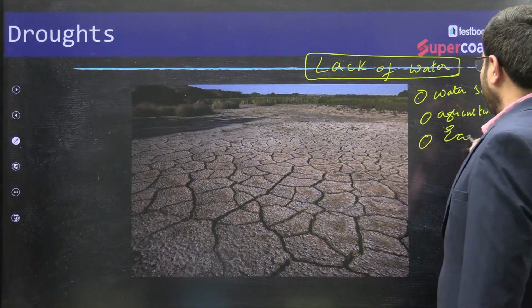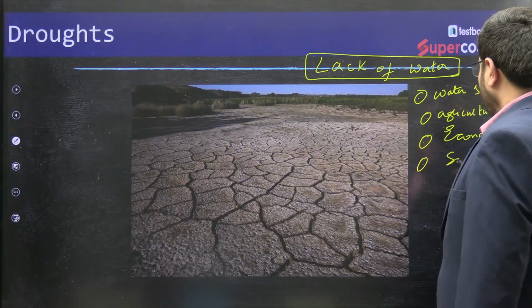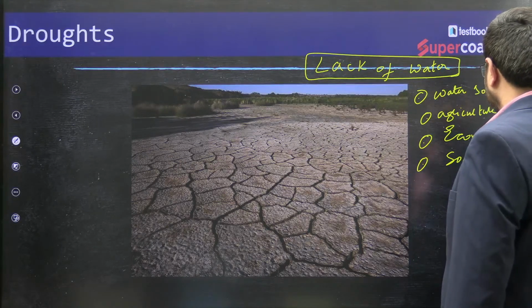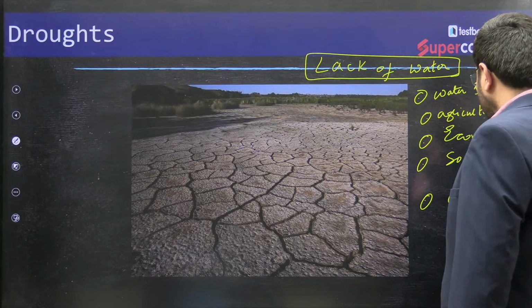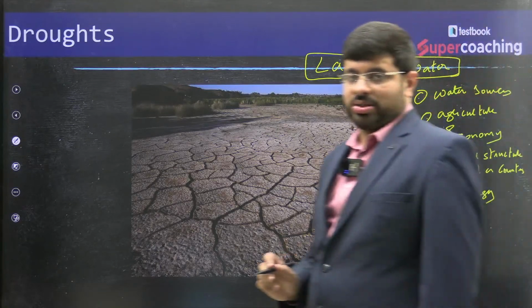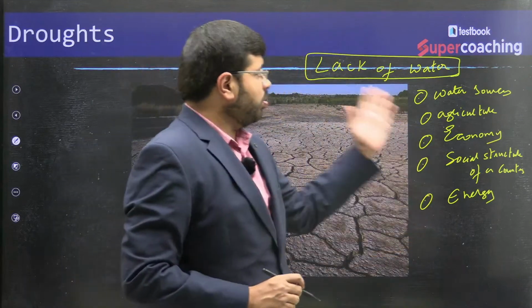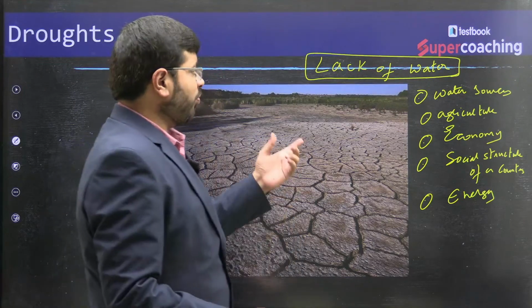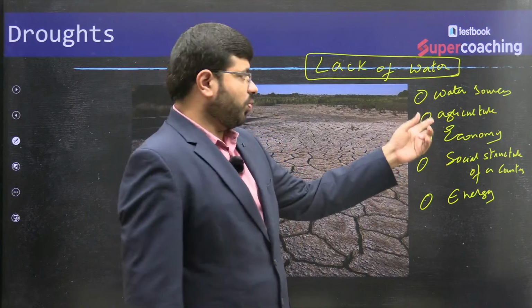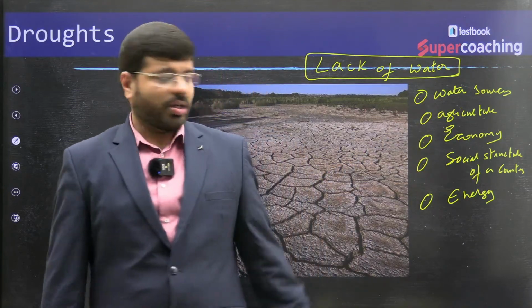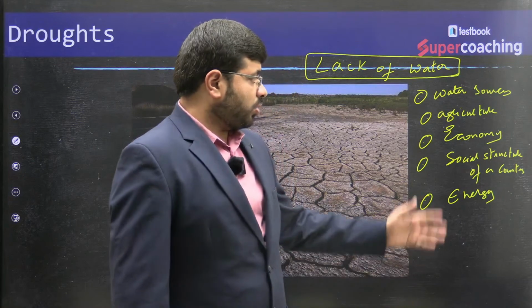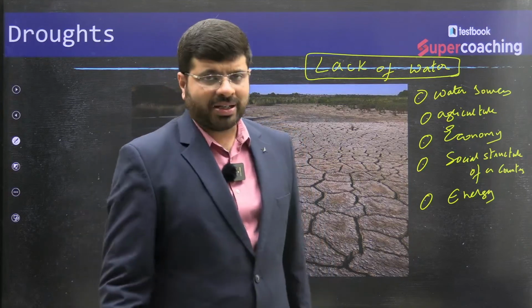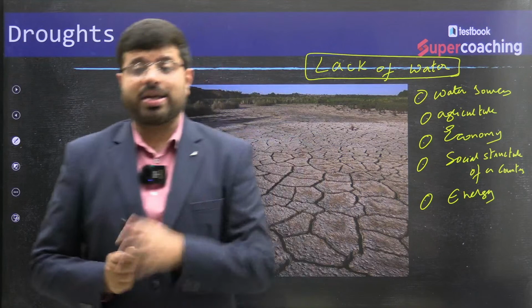the economy of a country, the social structure of a country, whatnot, even energy, because you get hydroelectricity from water sources. So the consequences of lack of water can have an impact on the environment, the water resources, soil moisture, agriculture, economy, and social structure of a country, because usually the socio-economic livelihoods will be significantly impacted. So droughts are also closely related with poverty in India, right?